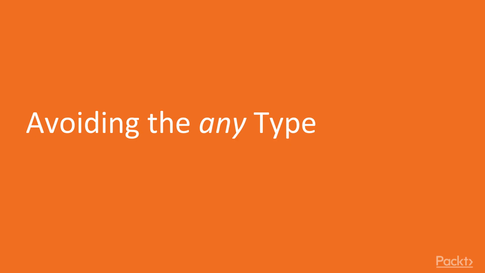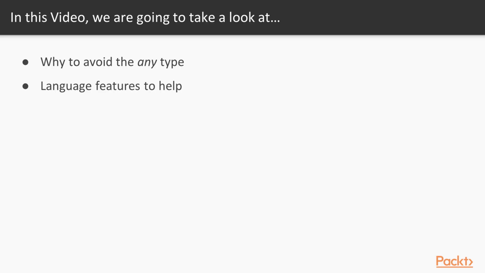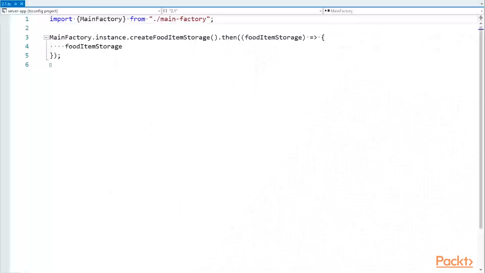In this video, we're going to look at one of the most important steps you can do to help write better TypeScript code, and that's avoiding the any type. We'll look at why we should avoid it, and then at some language features we can use to help avoid it. So first of all, what is the any type? The any type is essentially a way to opt out of type checking. It allows us to use a value in any way that is syntactically correct.